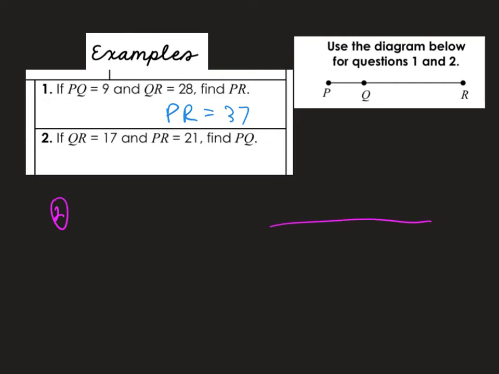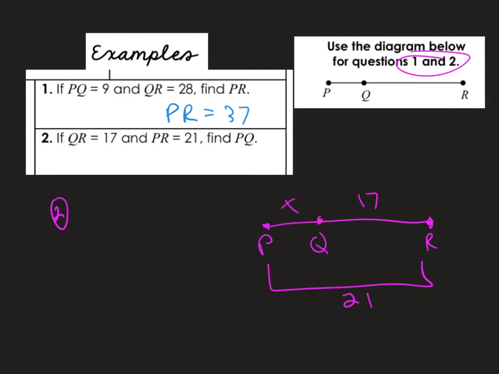So I'm going to draw a segment P, Q, R, because it said to use it for questions 1 and 2. Put a dot at P, put a dot at Q, put a dot at R. And then I'm going to say, well, let's see here. QR is 17. PR is 21. That's the whole thing. Find the length of PQ. So this is what I'm looking for now, right?